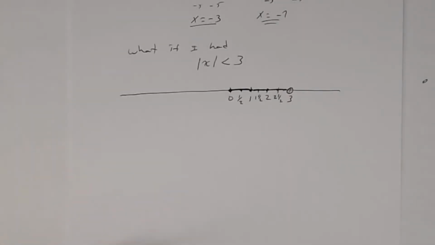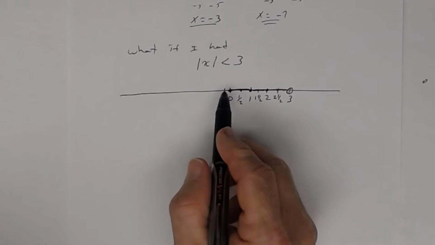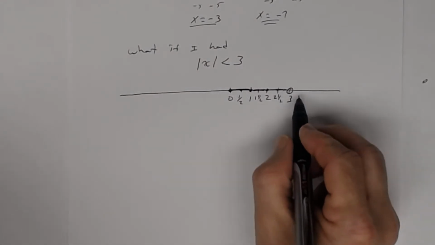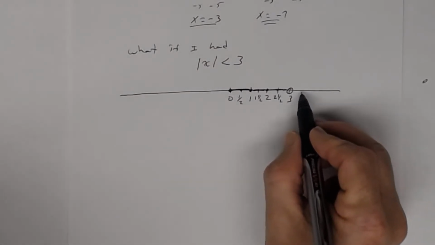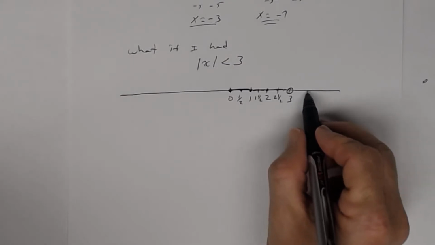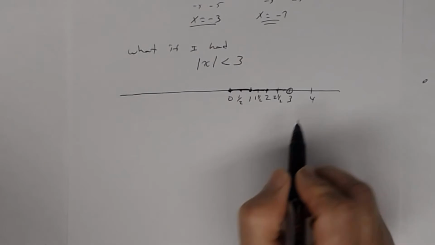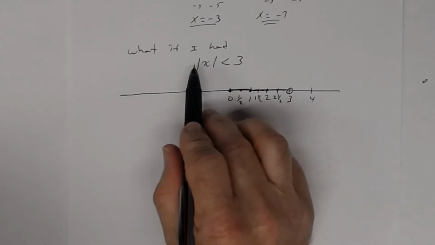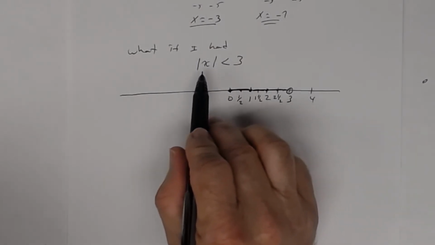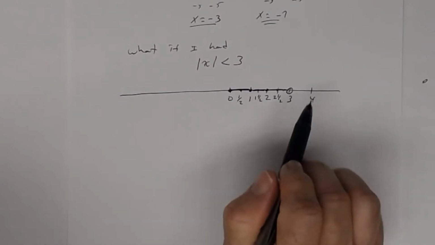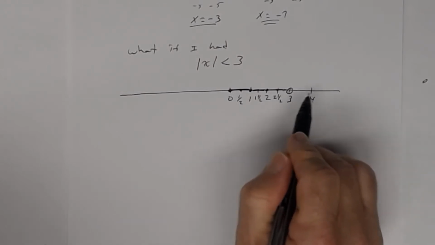Okay? All right. So right now I found this, that any number, I hope you see this, that any number greater than 3 is not a solution. For example, 4. Is 4 a solution? What's the absolute value of 4? The absolute value of 4 is 4, and 4 is not less than 3. So you stop there. Don't do anything else on this side.